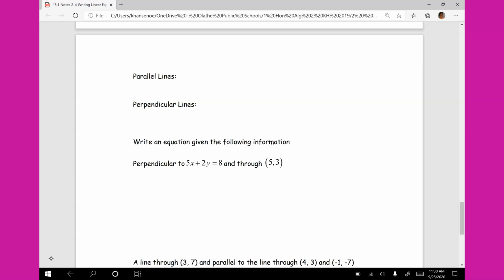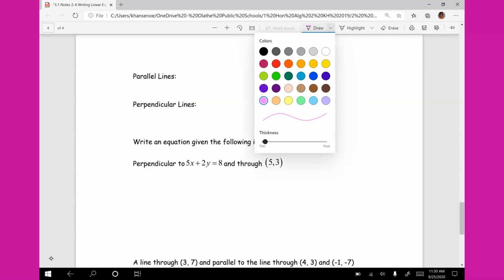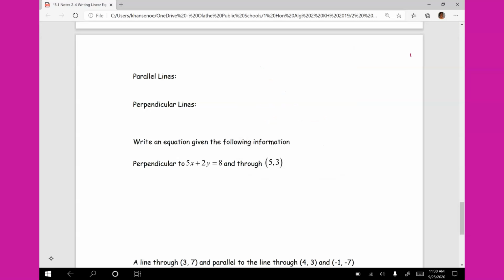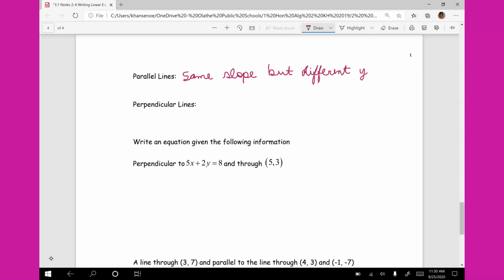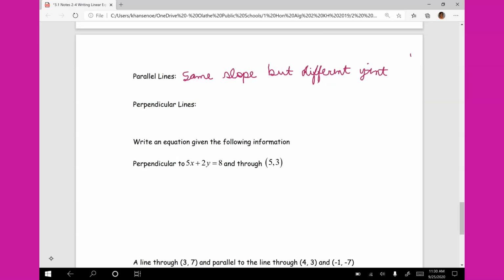So now we're going to do parallel and perpendicular lines. With parallel, remember that means they have the same slope, but different y-intercepts. So a symbol for parallel is diagonal lines. I will use that all the time.